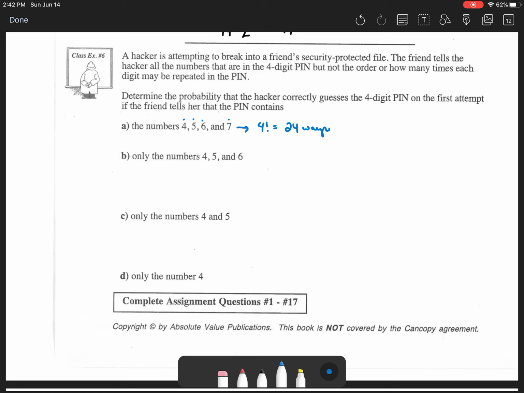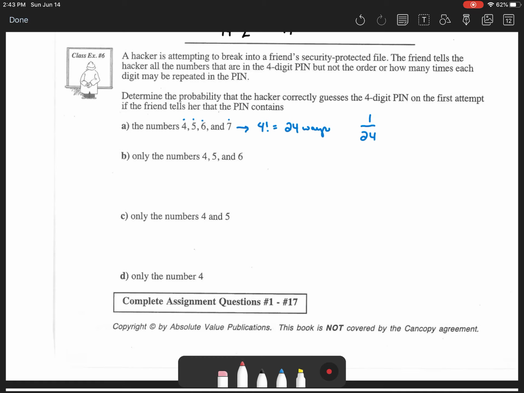Now, the probability would be what? Well, if you're talking about a PIN for your bank account or a website, whatever it is, in this case, it's a security protected file, there is only one combination that works. So the probability would be 1 out of 24, because only one code works, right? So it's what will work over all the potential codes that could work.